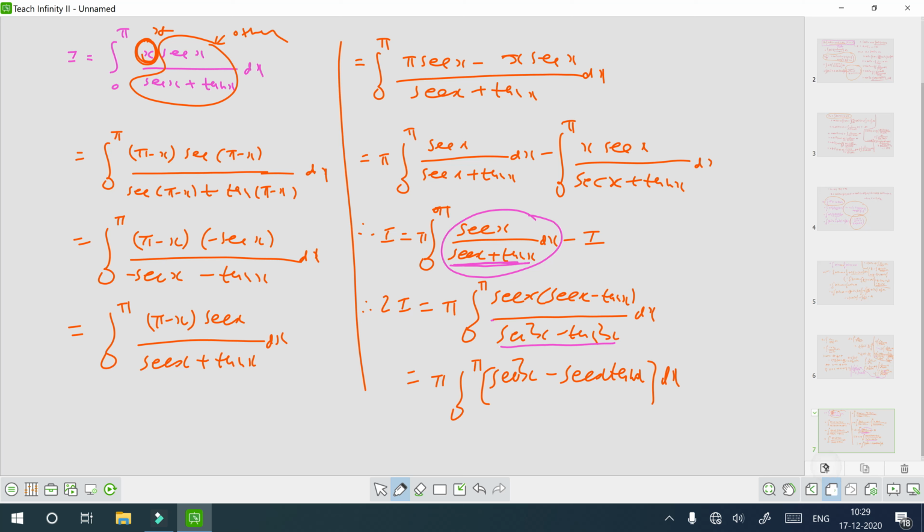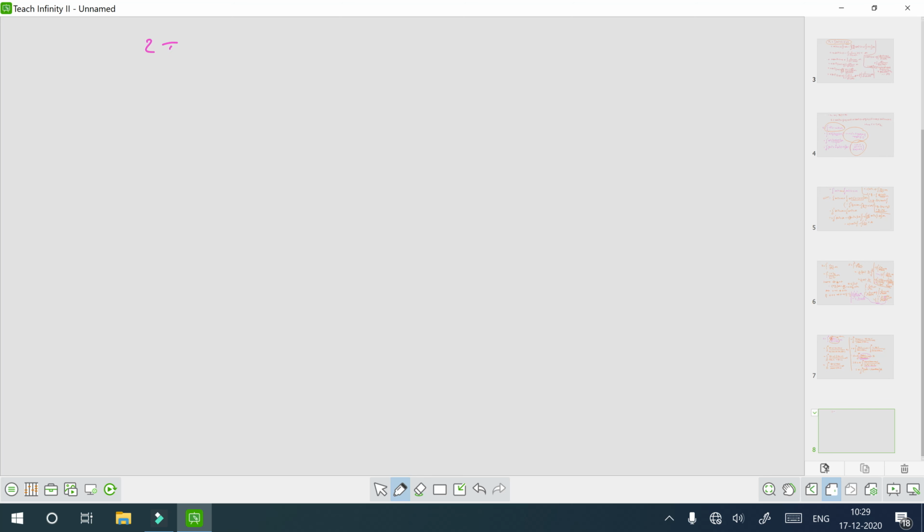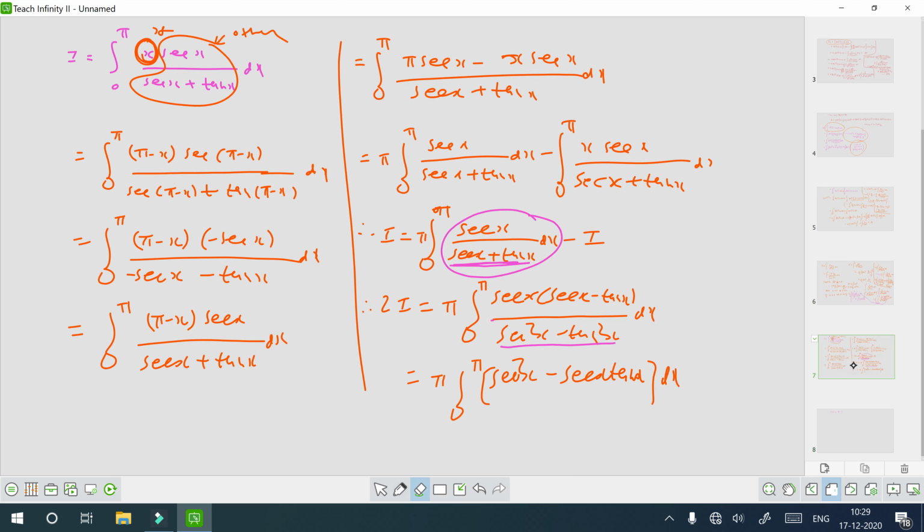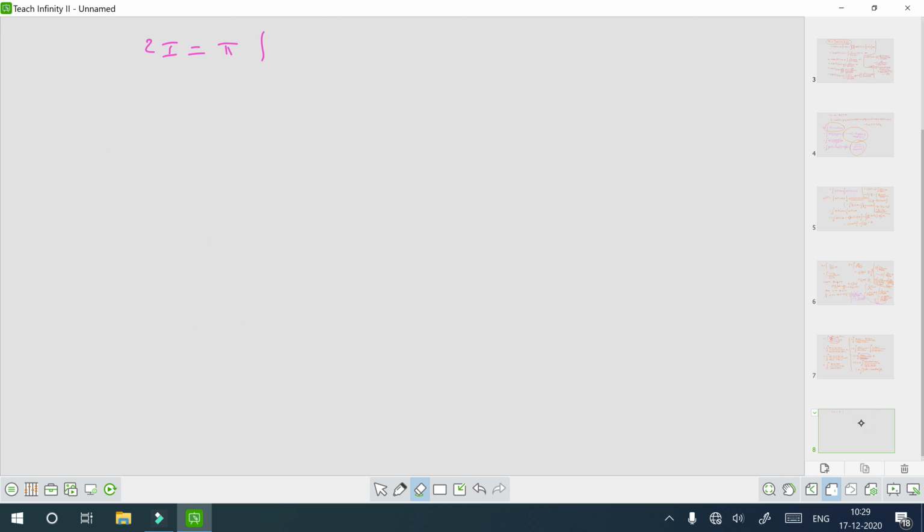પાઈ ટાઈમ શું છે? ઇન્ટિગ્રલ 2I is equal to પાઈ ટાઈમ શું? 0 to પાઈ sec square x minus sec x tan x, 0 to પાઈ sec square x dx minus 0 to પાઈ sec x tan x dx. આ રીતે સેપરેટ કરી શકીએ.